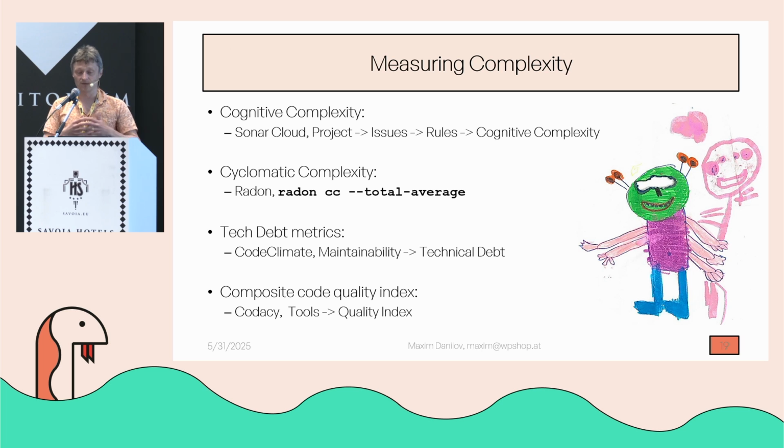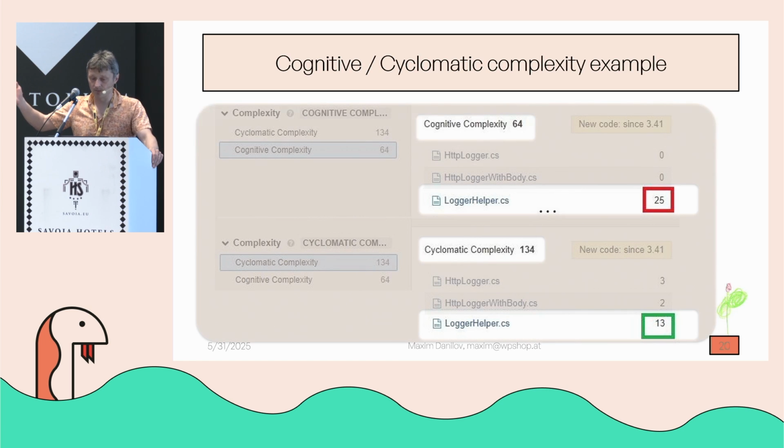Test depth metrics you can find on the CodeClimate resource. They also offer some subjective metrics about test depth, and also a composite code quality index by Codacy, but Codacy is built on Radon. In this case, this is an extended version of Radon's results. Okay, for example, cognitive complexity is not the same as cyclomatic complexity. It's not too complex cyclomatically, but cognitively it's a highly complex example. This is an example from SonarQube.